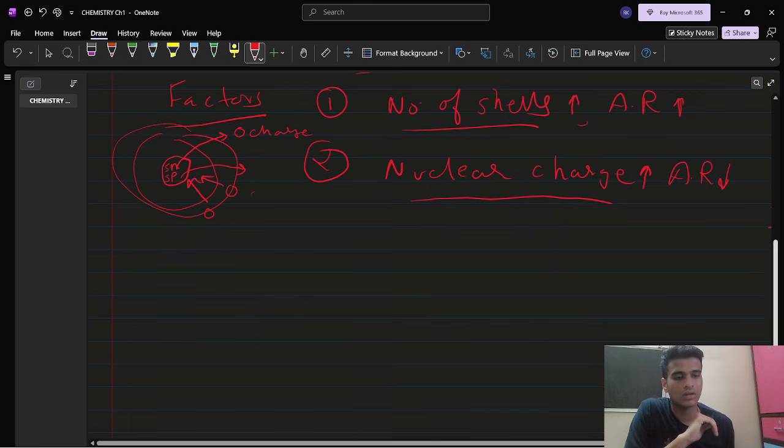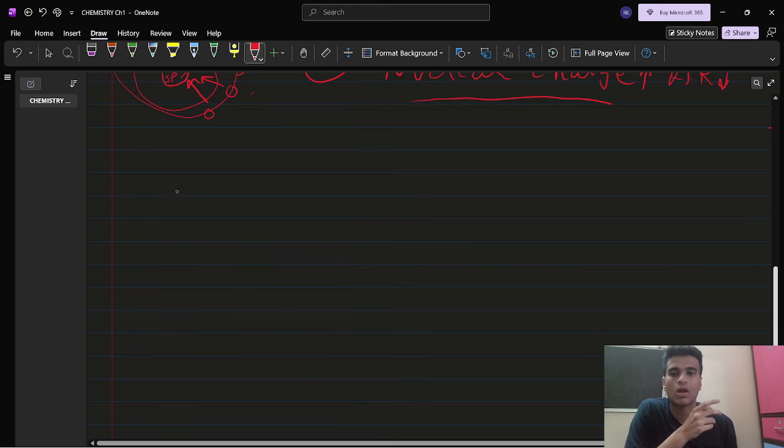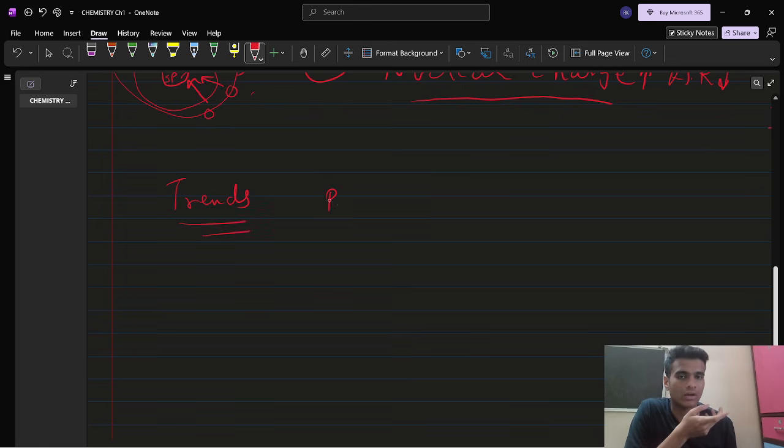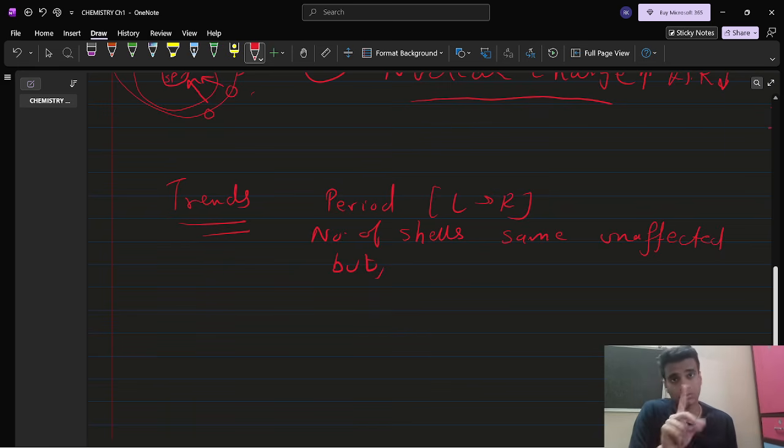So what I was saying, कि the first factor is gone, number of shells same है, तो उससे कुछ फर्क नहीं पड़ेगा. Number of shell is the same, so that won't affect it across a period from left to right. So number of shells same, unaffected. But we have two factors. First was number of shells, second was the nuclear charge.